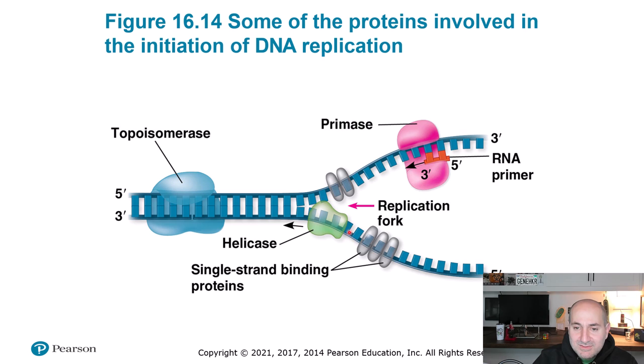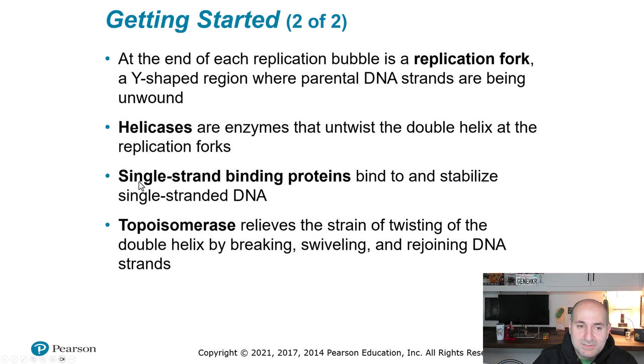Now, when you unzip the DNA and you have two strands of single-strand DNA, those strands tend to want to rezip. Does that make sense? Like the zipper just wants to rezip immediately. So to prevent the two strands from immediately re-annealing, you have these little gray guys. These are called single-strand binding proteins. They're little proteins that bind to the single-strand DNA, preventing the DNA from rezipping, or re-annealing, it's called. Okay, so again, single-strand binding proteins bind to and stabilize the single-stranded DNA after the helicases have unwound them.